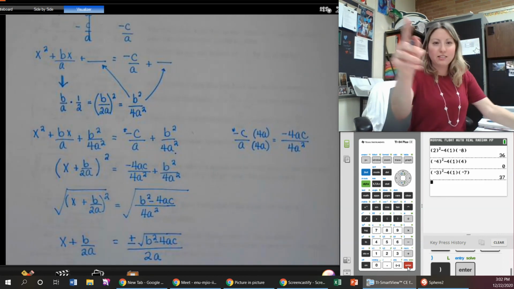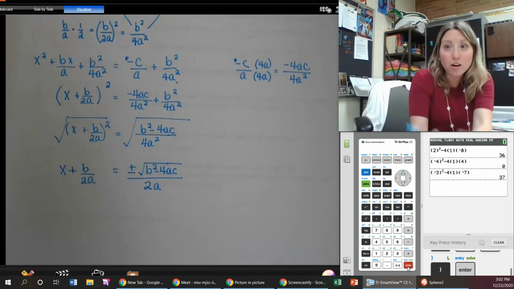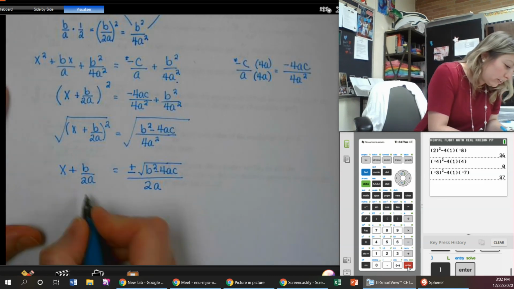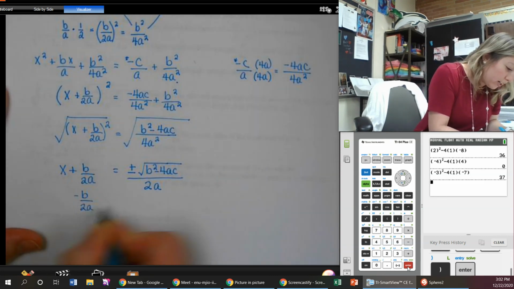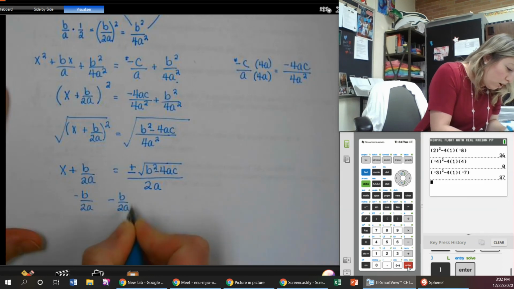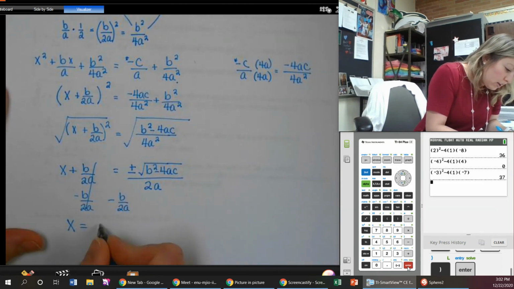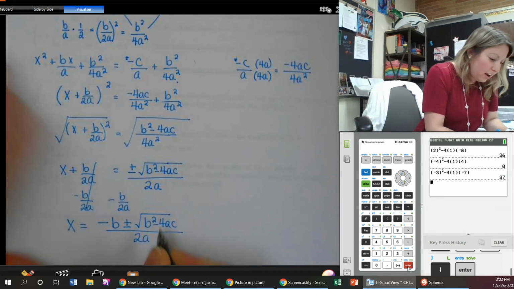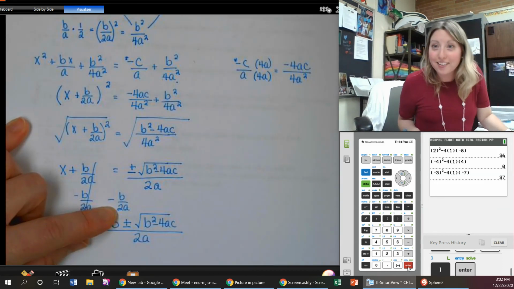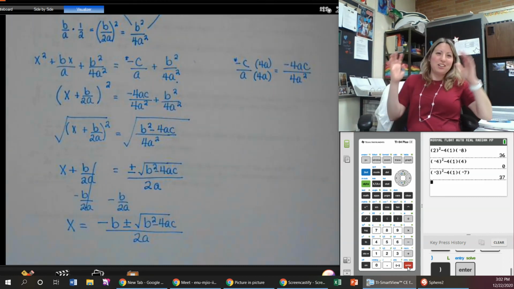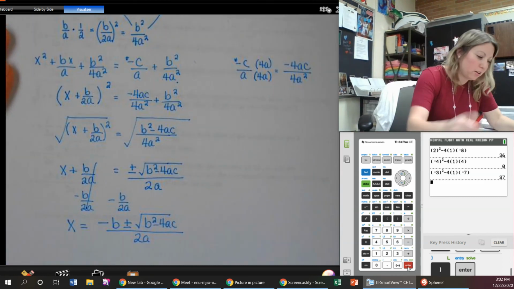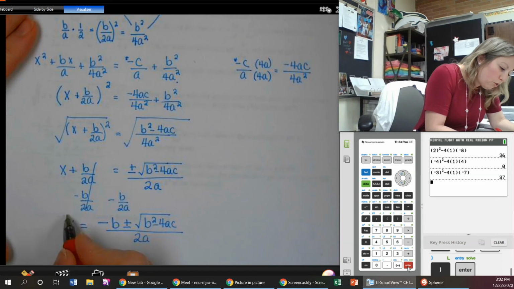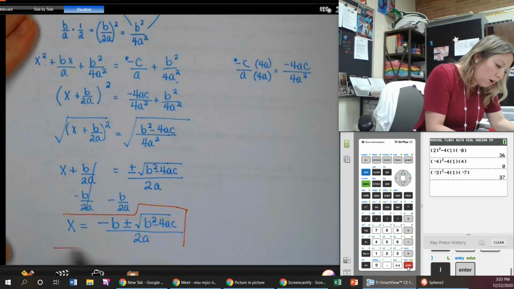And now the last thing to get this formula, so x is all by itself, is subtract that b over 2a over. Move it over. X equals negative b plus and minus the square root of b squared minus 4ac all over 2a, because look, it was the same denominator. Huh. Bam. Best formula in the world. Best formula in the world, and you can see why it's the best.